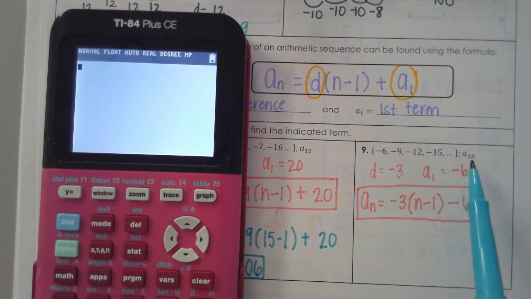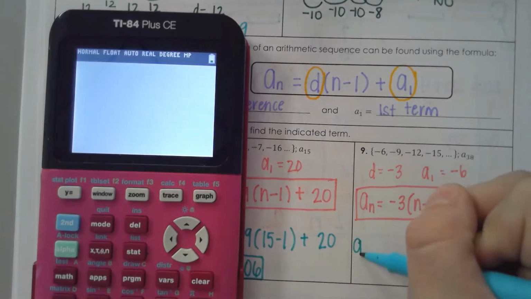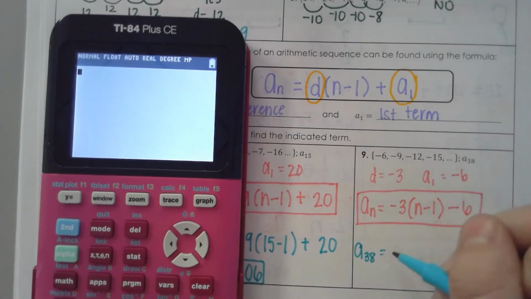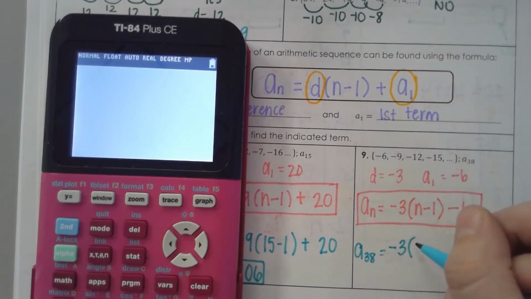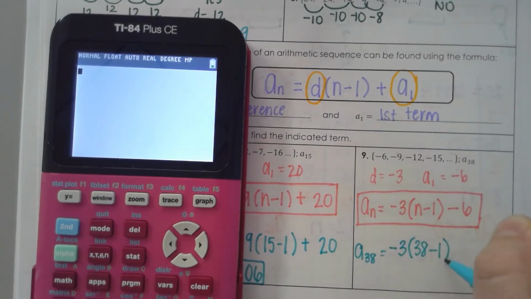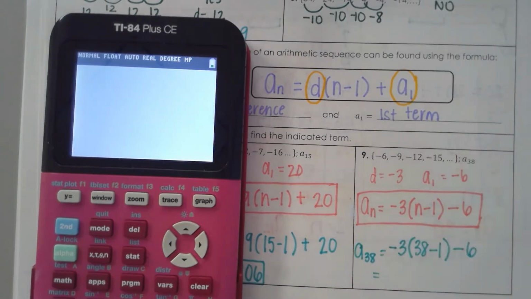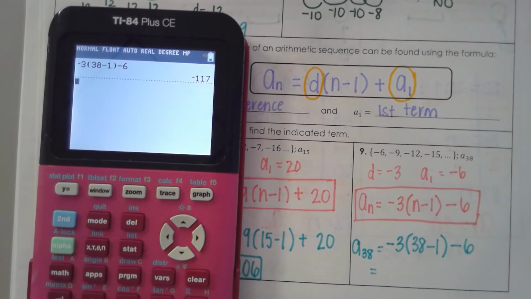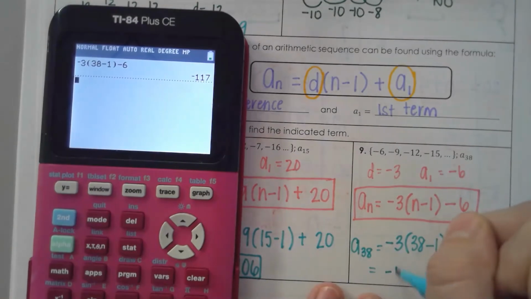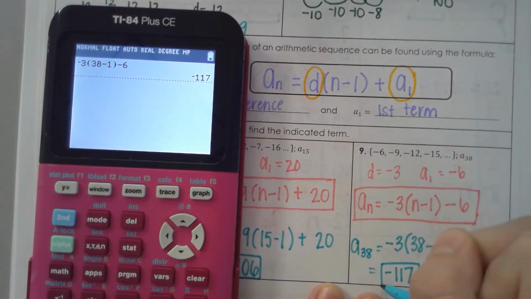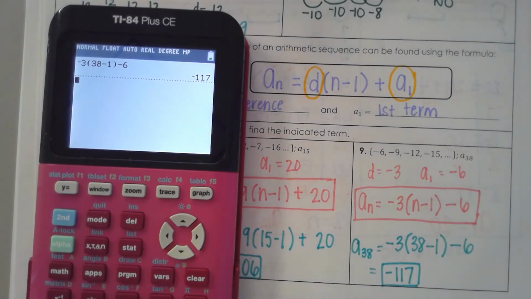So I'm asking you for the 38th term. Negative 3 times 38 minus 1 minus 6. Yep, negative 117. Any questions? Are we done? Yep.